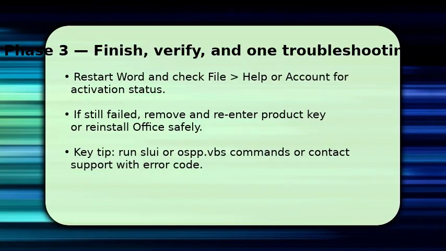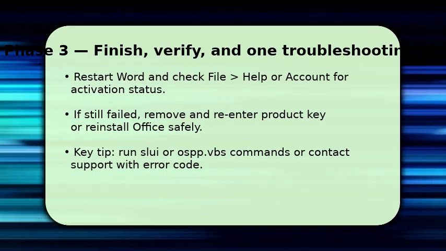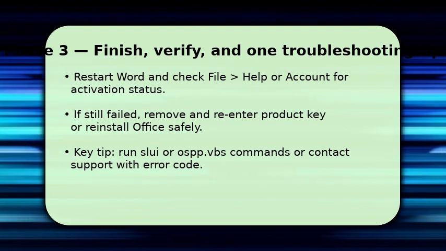If it's not activated, remove and re-enter the product key or reinstall Office cleanly to replace damaged files. Make sure Windows Update is current because missing updates sometimes block activation. If problems continue, run the SLUI or OSPP.VBS activation commands to force re-registration, and keep the exact error code handy. This lets support diagnose faster when you contact them.